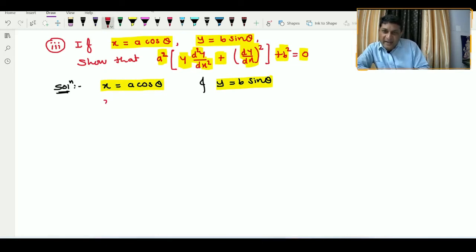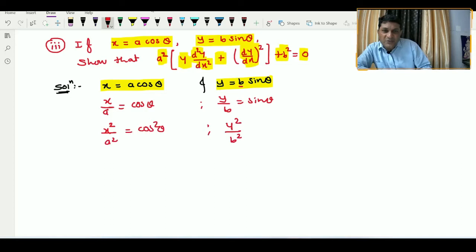So here, can I write it as x upon a is equal to cos theta, and this second term can be written as y upon b is equal to sin theta. b is multiplied on this side, and comes here as divided. So now it can be written as x square upon a square is equal to cos square theta, and here y square upon b square is equal to sin square theta, denoted by equation number first and equation number second.